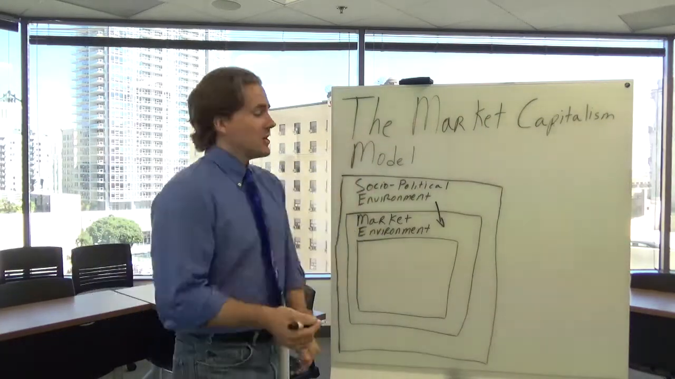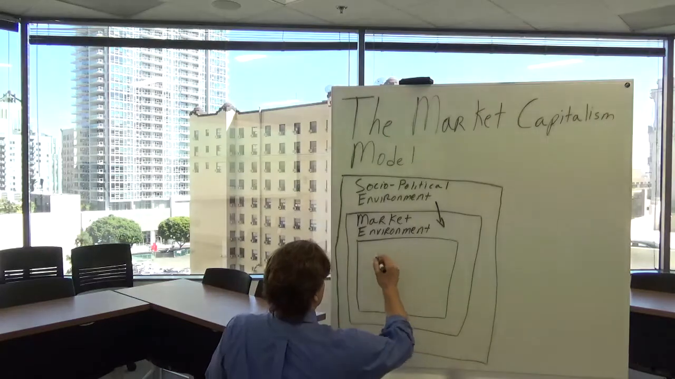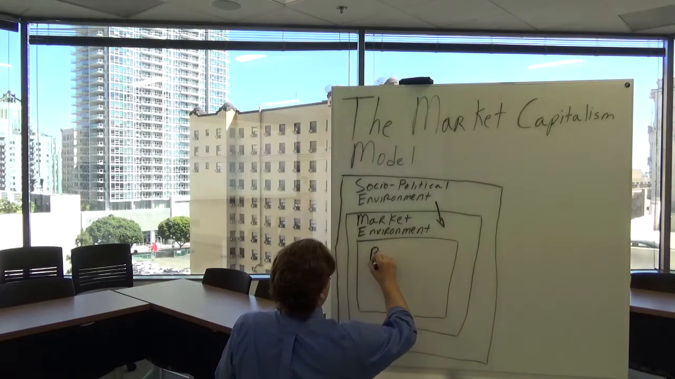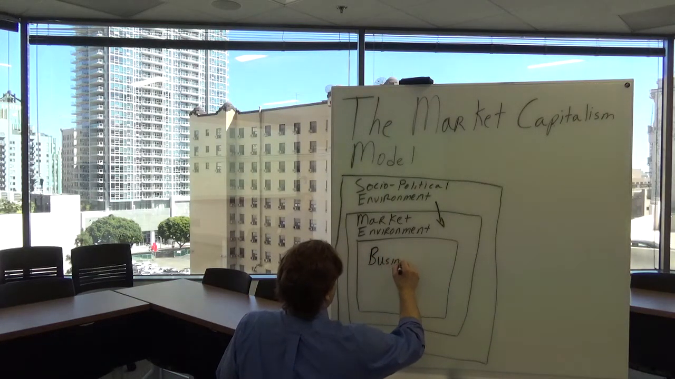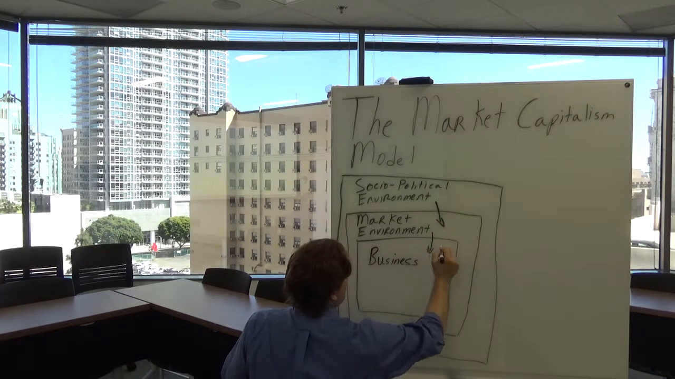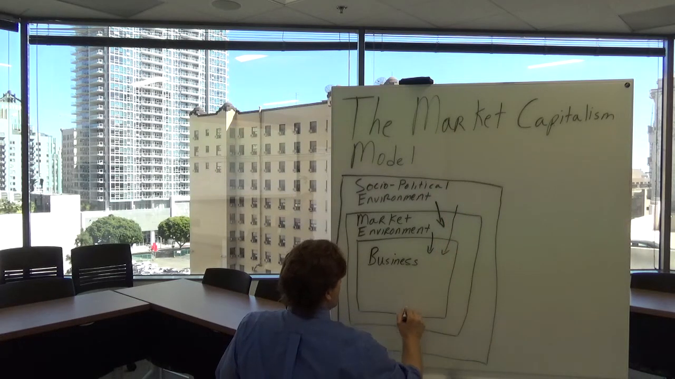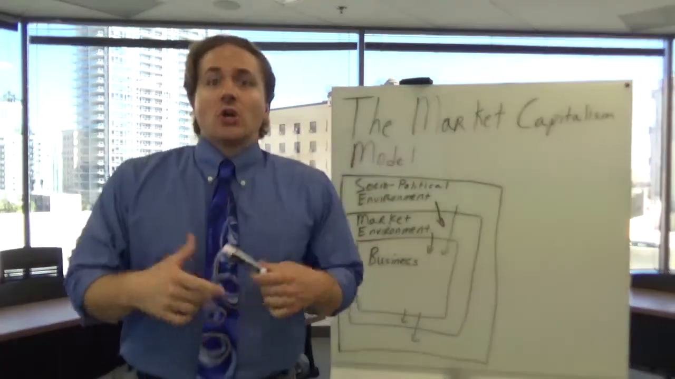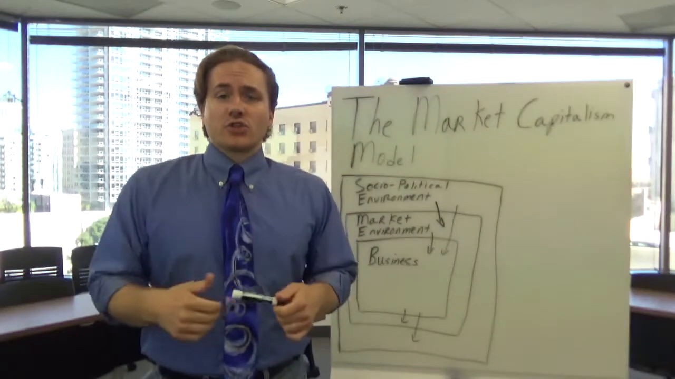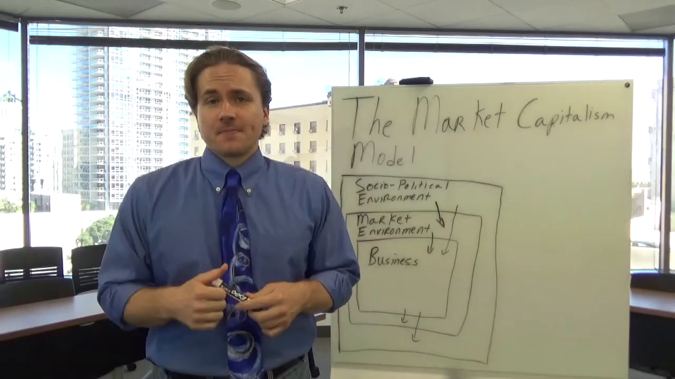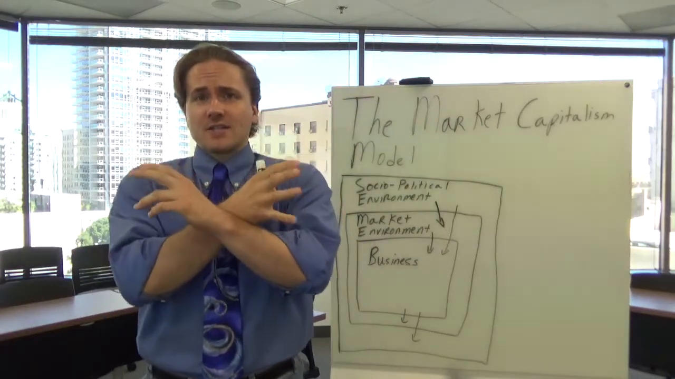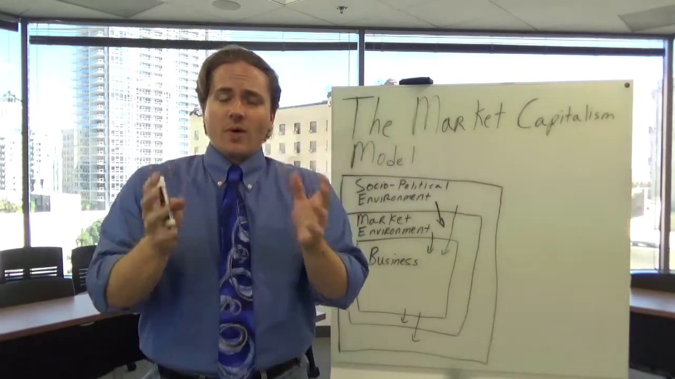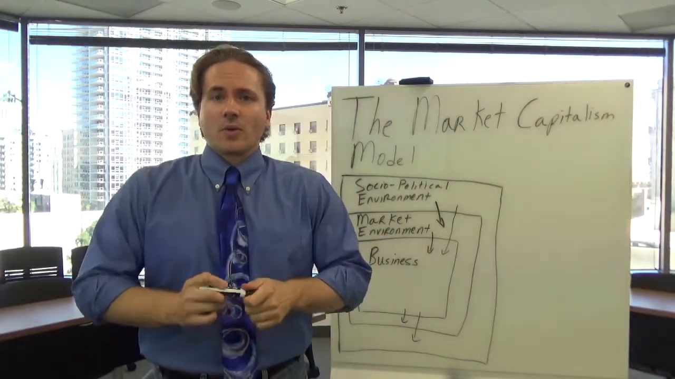Now, within the market, you have businesses. And businesses are assumed to operate within the constraints of the market. So the supply and demand curve exists, and businesses operate within that business type equilibrium.